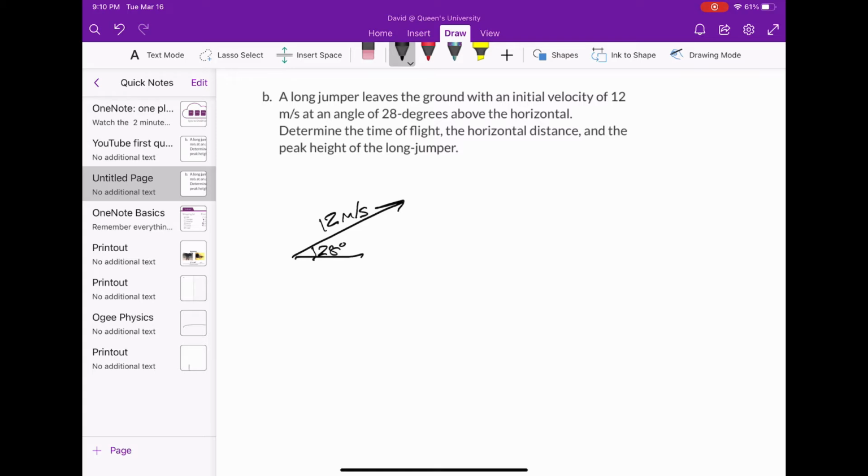So it's looking for, determine the time of flight. So our t is a question mark, our horizontal distance, and our peak height of the jumper. So these are the three items we're looking for. So let's complete this triangle here, make it a right angle triangle.